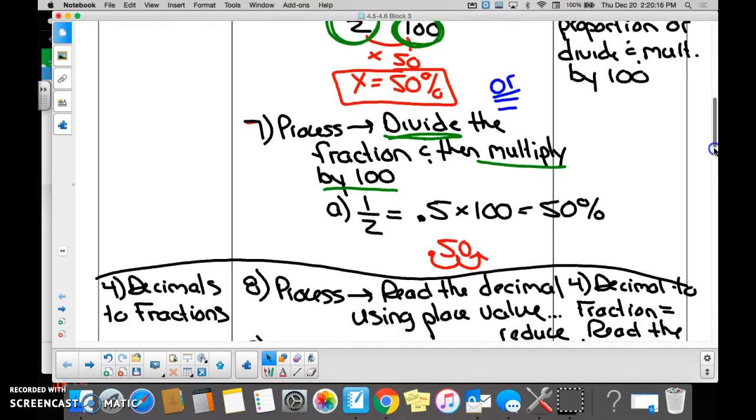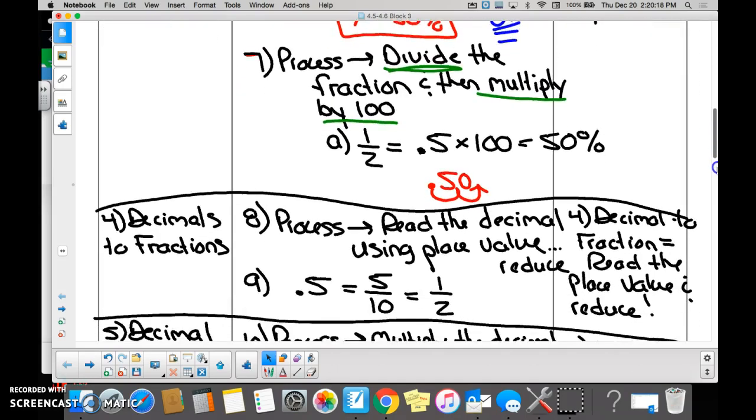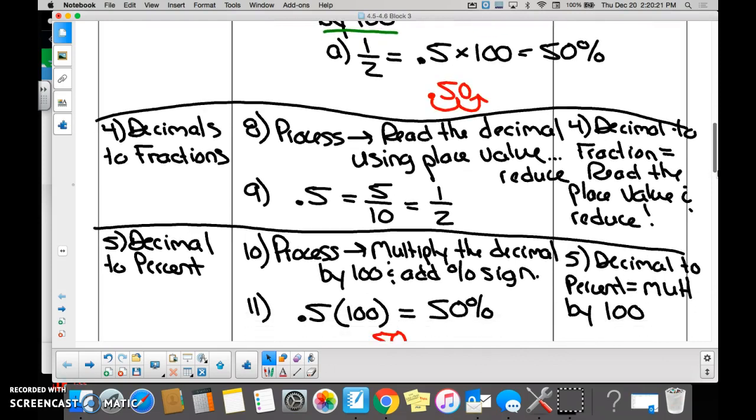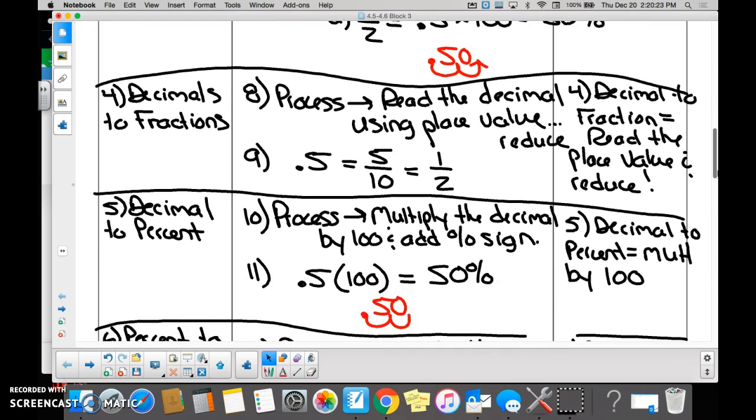Okay, number 4. We're going from a decimal to a fraction. How do you go from a decimal to a fraction? Read the decimal using place value. So if I read this decimal, you would read it as 5/10. And then 5/10 is written as 5 over 10, right? So now you understand why I want you to read decimals with place value, right? Every single time.